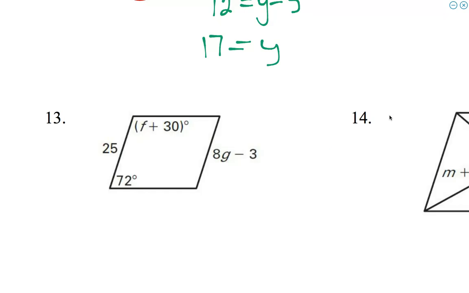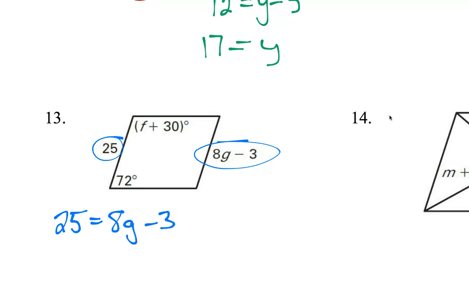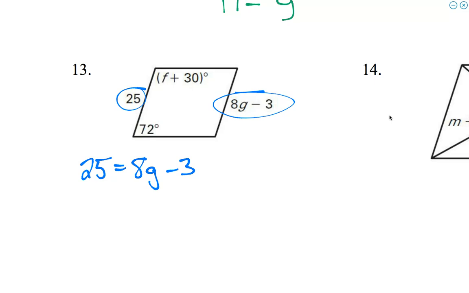All right, number 13. Opposite sides should be congruent there. So 25 equals 8g minus 3. 28 equals 8g. Divide both sides by 8. We get g equals 3.5.